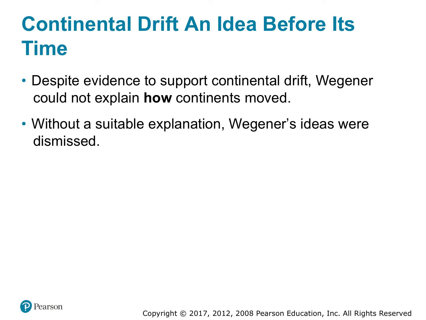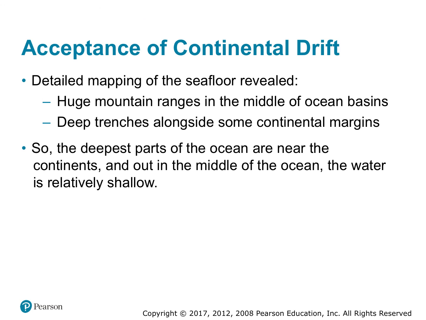So why didn't people accept his ideas even though he had a lot of evidence to suggest that they were correct? Well, he couldn't explain the how. He proposed the idea that the continents moved, and he provided evidence that they had moved, but he couldn't explain how they would move. How could you move something as big as a continent? And so without being able to explain it, people just didn't buy it, not for a long time.